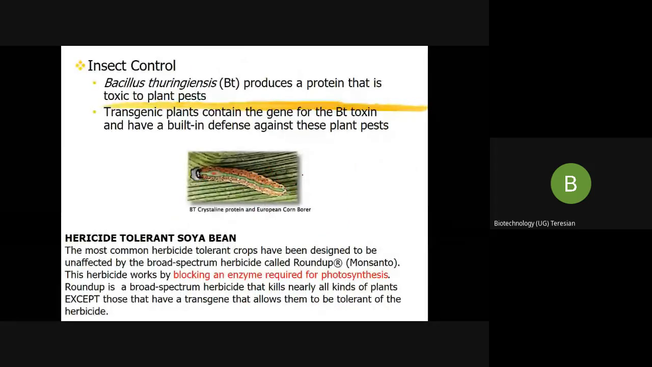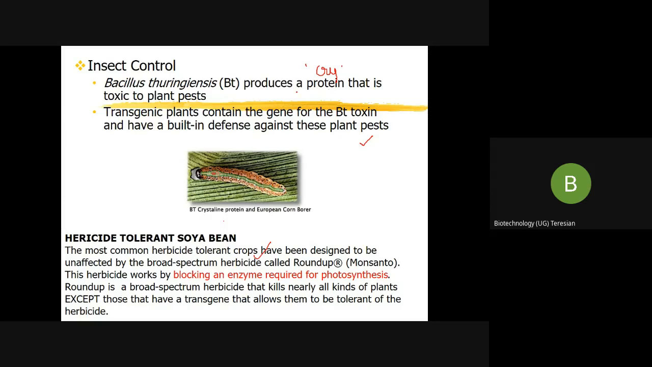Next, insect control. This will be dealt with in detail. Insect control and herbicide is a separate topic which we will be dealing with in detail, but we can see what is happening. So this is a bacteria, Bacillus thuringiensis, which is present in the soil, and it carries a protein. That protein is known as the cry protein. In detail we shall study about all this.